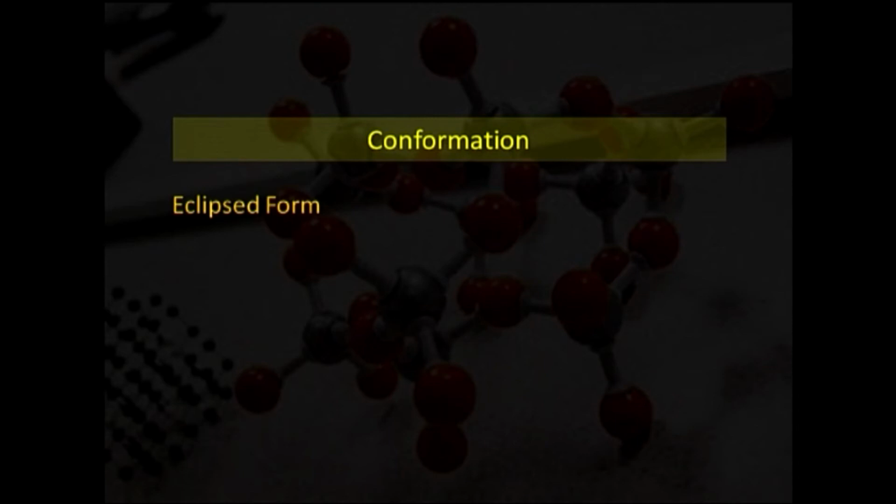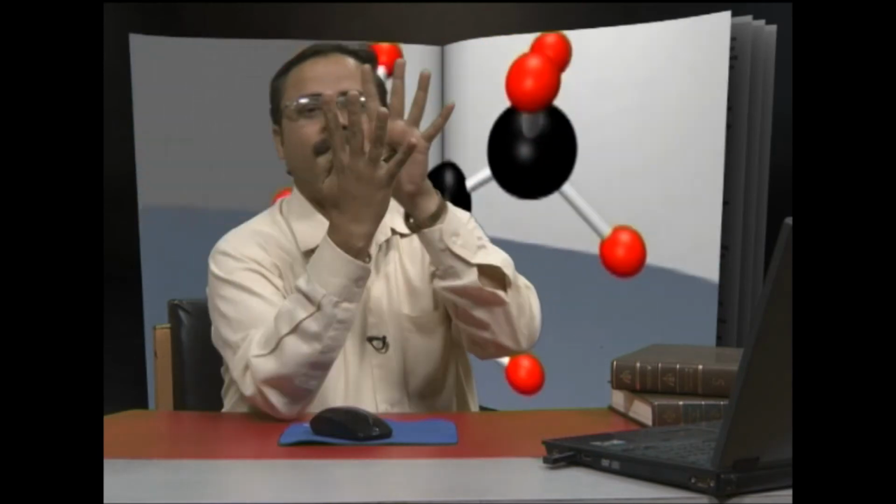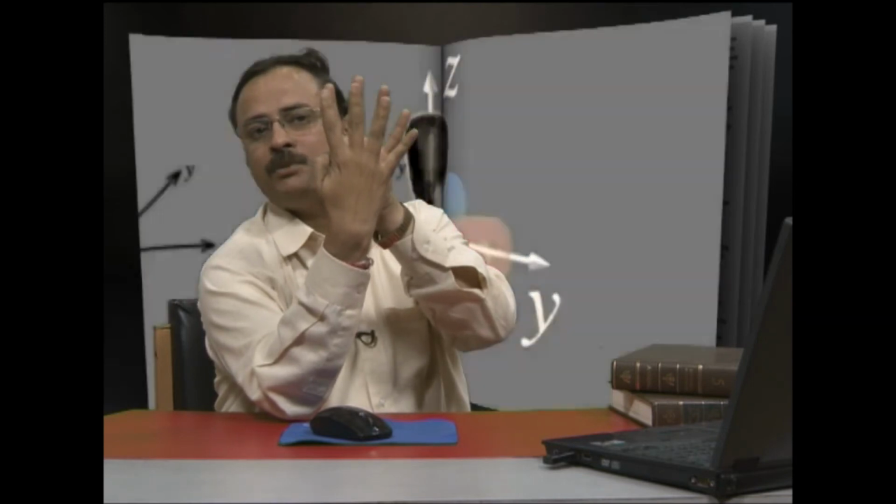Now, we will discuss the eclipsed form. In this form, the geometrical arrangement around a carbon-carbon single bond, in which the bonds to substituents on one carbon are parallel to the bonds of substituents on the neighboring carbon atoms, is known as the eclipsed form. We are using the same structure. This is the carbon-carbon single bond, and when these substituent hydrogen atoms eclipse each other, in the frontal view we see only the front atoms, and the others are behind the frontal view. So, this is known as the eclipsed form.